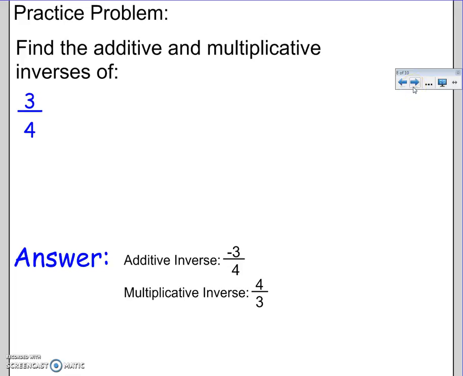All right, I'll leave you with this practice problem. Find the additive and multiplicative inverses of this number. If you answer those, you should be fine.